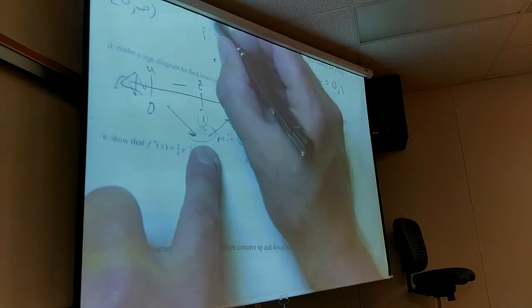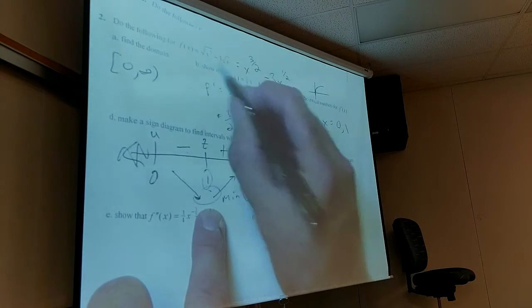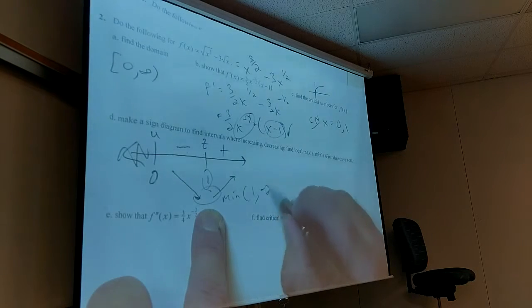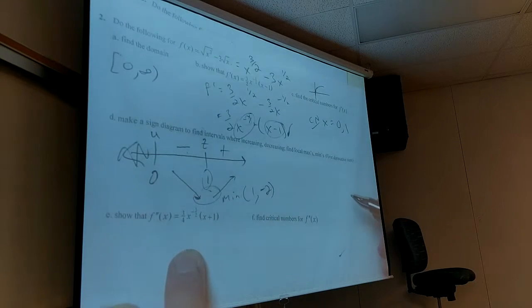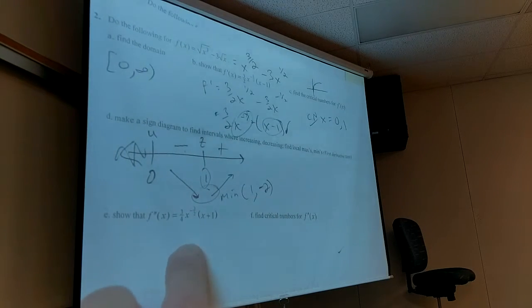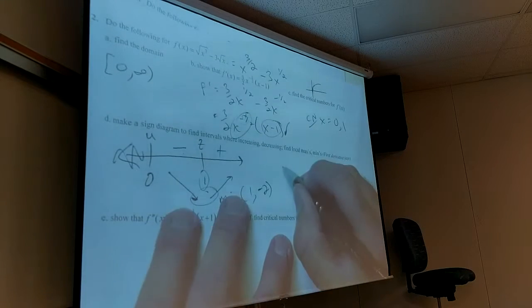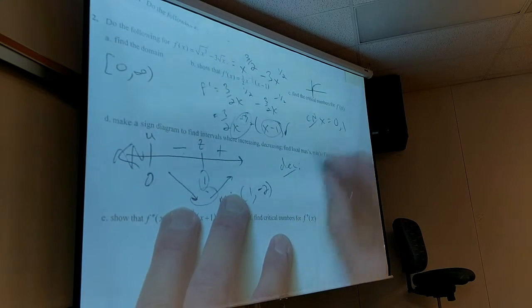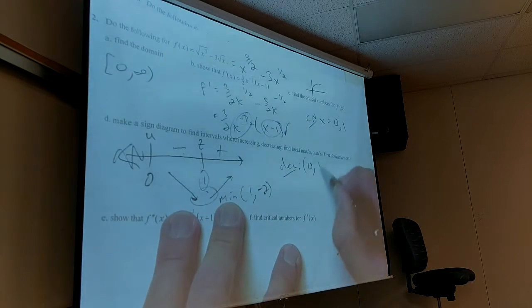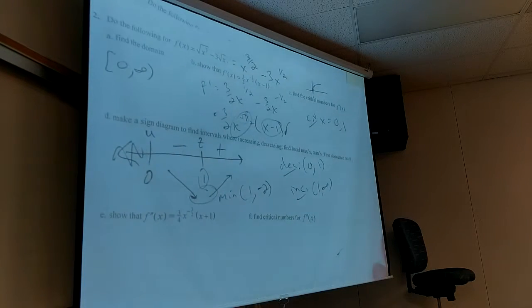When I plug a 1 in, what do I get? I get 1 minus 3. So whenever you're trying to compute a point, you plug it into f. Anything else, you're going to plug it into one of the derivatives. So it's decreasing from 0 to 1, and it's increasing from 1 to infinity. This is not too bad, right?